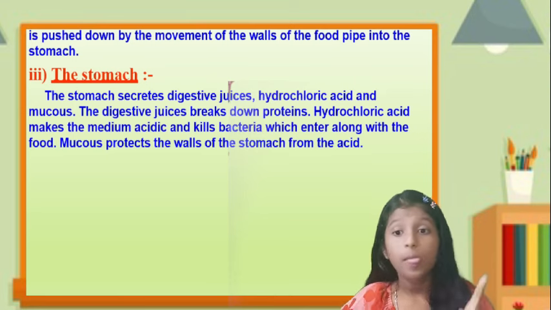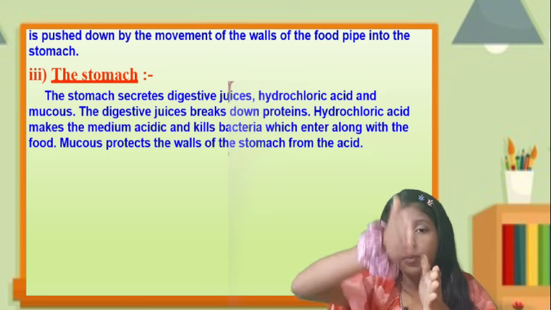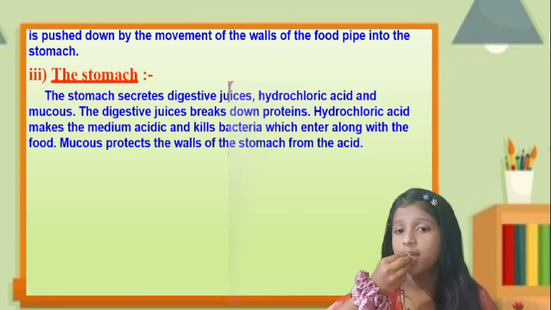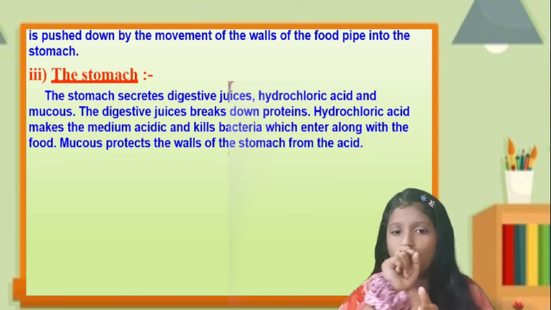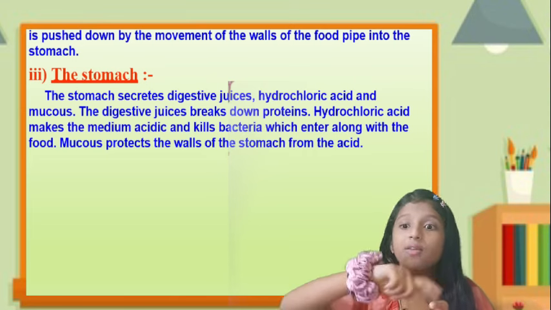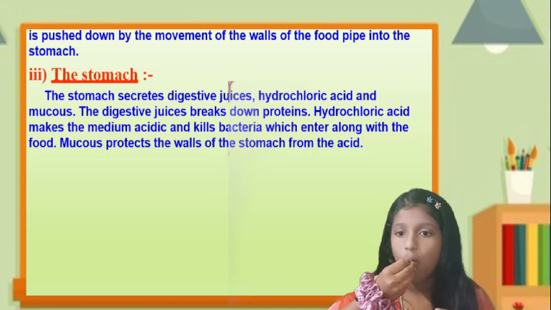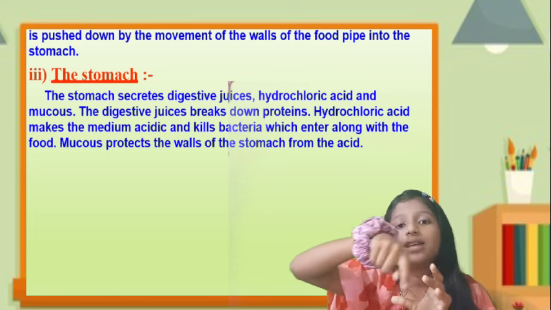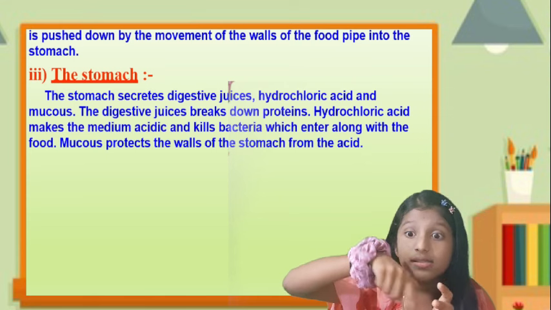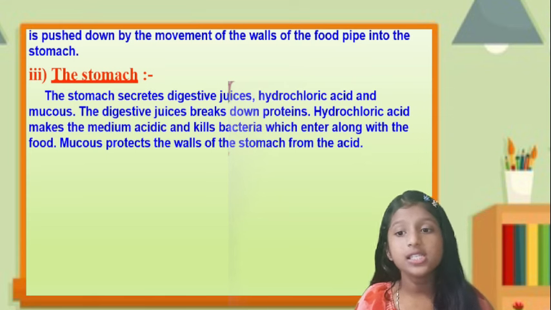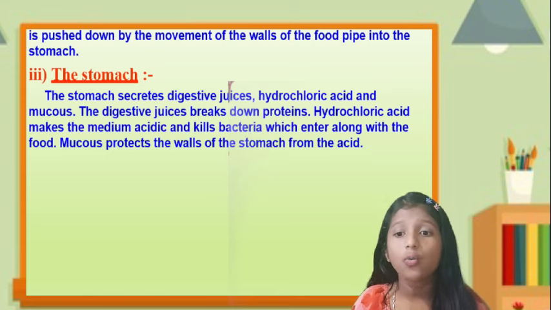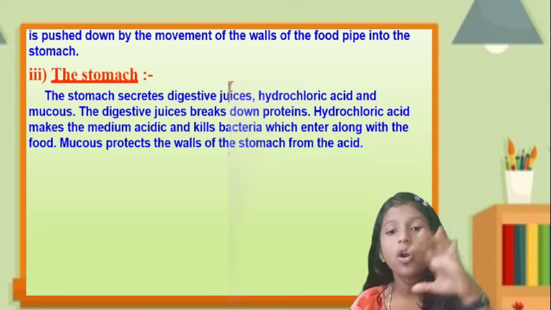And she's telling, no, it has a thick layer of mucus which protects. Whenever food is taken into our stomach, the hydrochloric acid mixes with our food. The digestive juices break down proteins. Hydrochloric acid makes the medium acidic and kills bacteria along with the food. I told you, it is used for killing the bacteria.